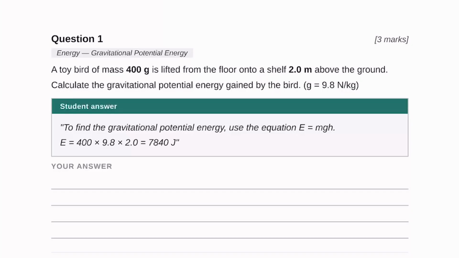A toy bird of mass 400 grams is lifted from the floor onto a shelf 2 meters above the ground. Calculate the gravitational potential energy gained by the bird, and it's given us g of 9.8 newtons per kilo. And what the student has written down here seems to be sensible, right? They're using this equation E equals mgh, where E is the gravitational potential energy. They've written that down, and then gone ahead and done the calculation, and it looks like they substituted it all correctly. 400, that's the mass. 9.8, that's the gravitational field strength, and 2.0 meters is your height, right? So what's wrong with this? Our final answer is 7,480 joules.